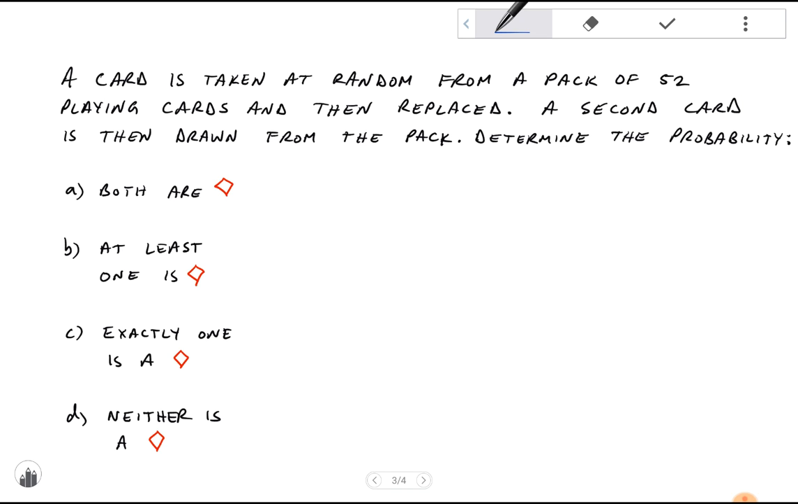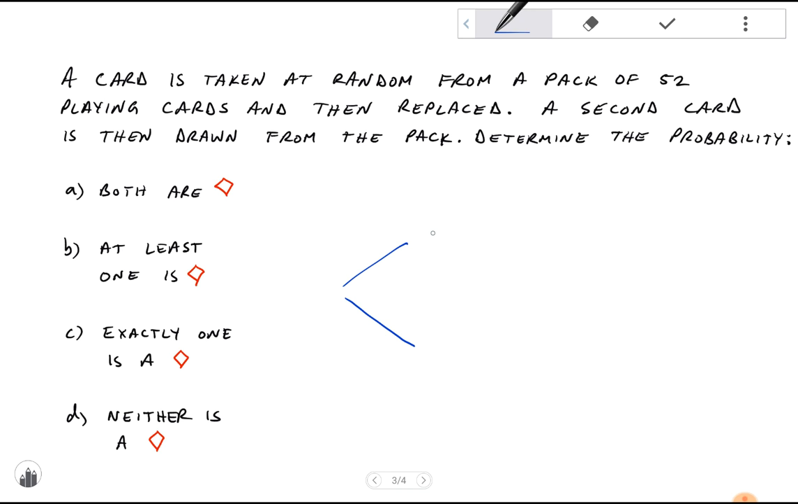So for this question, let's make a tree diagram for what is happening first. Both are diamonds. Okay, so what is the probability that both are diamonds? Actually, all these questions are about diamonds, which makes it a lot easier for us. So first we draw our first card. All right, so here we are. This is going to be drawing our first card.